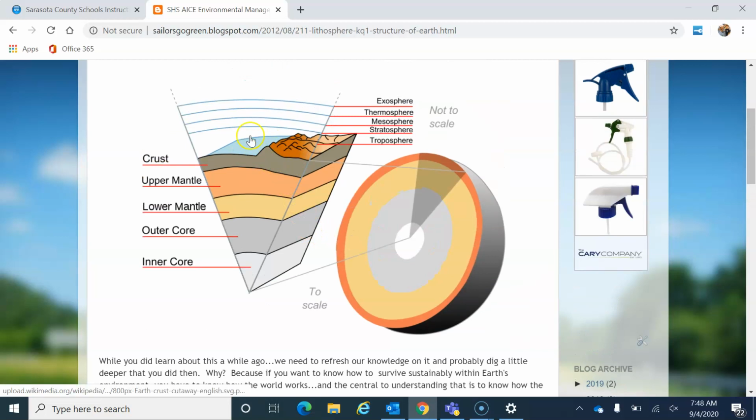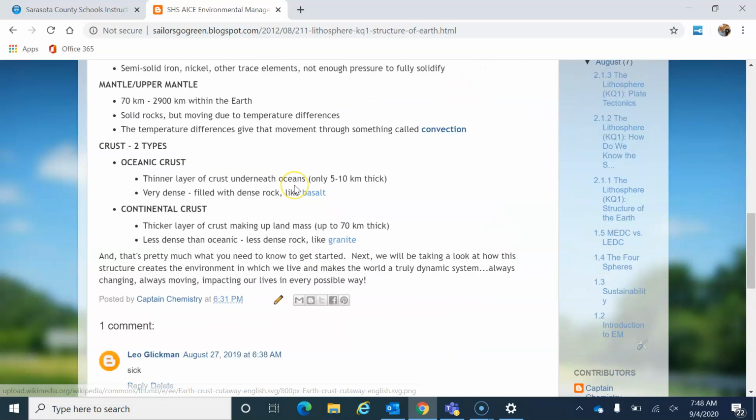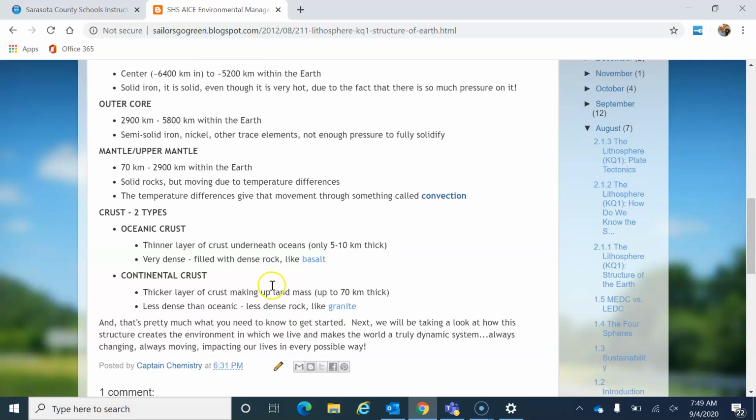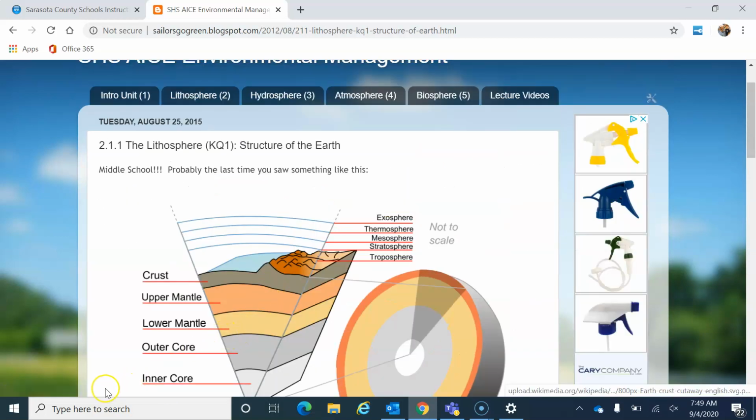When there's water on top of your crust, it condenses it and pushes it down and makes it more dense. Dense means that you have more mass for the same amount of volume. So it's pushing down and compacting that, so it'll be more dense. And then you have continental crust, which will be less dense, but will be thicker because there's no water pushing down on it. And so oceanic crust will have dense rock like basalt, and continental crust will have less dense rock like granite. And that's it for the structure of the Earth. And we will move on to the next section next time.